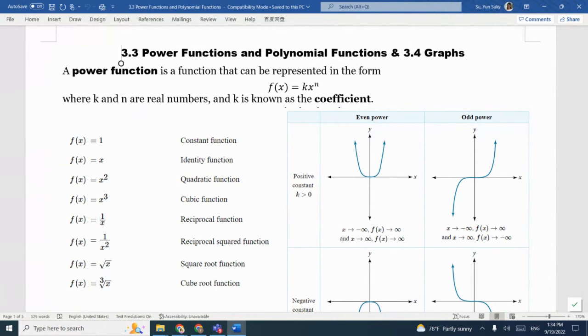And then when n is 1, we get x, right? X is the line, the identity function. When n is 2, we get the quadratic function. Remember this parabola? N equals 3 is the cube, the cubic function, like this, right? And 1 over x is the reciprocal, right? Reciprocal is like this. Yes, everybody? And then 1 over x squared looks like this. Because x squared is greater than 0, so 1 over x squared is always greater than 0. So it is always above the x-axis.